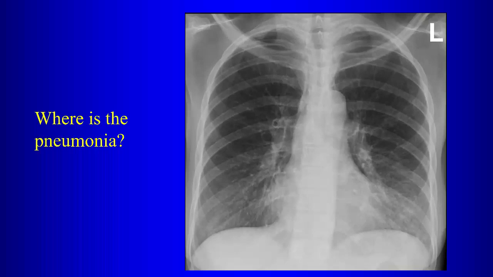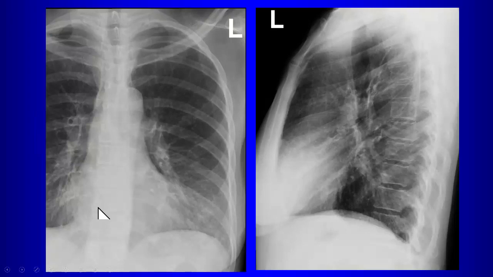So where do you think it is? So it's lingular. Yeah, so if you think that there's opacity here and the left heart border is obscured, then you have to go with lingular. Here's the lateral view, right? And again, if you're not sure on a frontal view, especially if it's a portable, you can try to ask them to get PA and lateral views because you see how useful the lateral view is, right? So on the lateral view, where's the opacity?